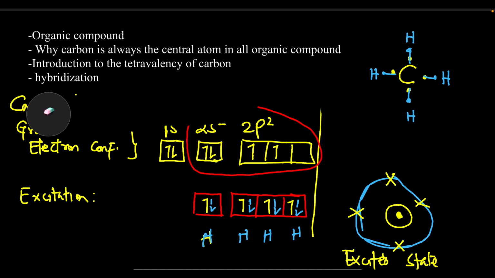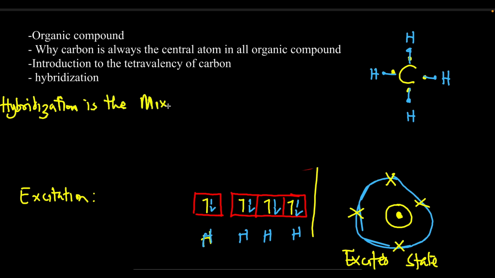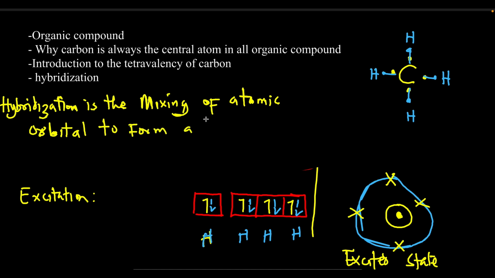What is hybridization? Hybridization is the mixing of atomic orbitals to form a hybrid orbital.